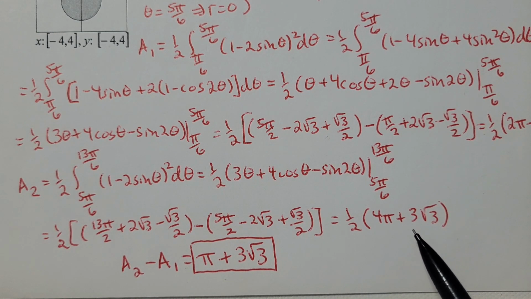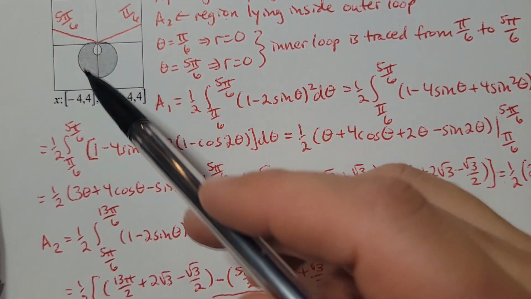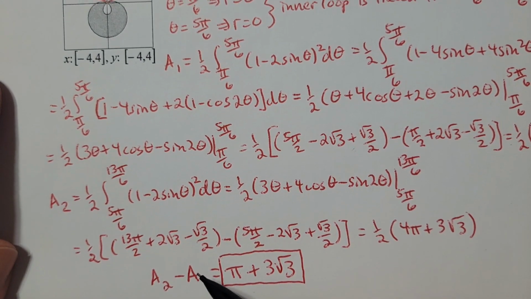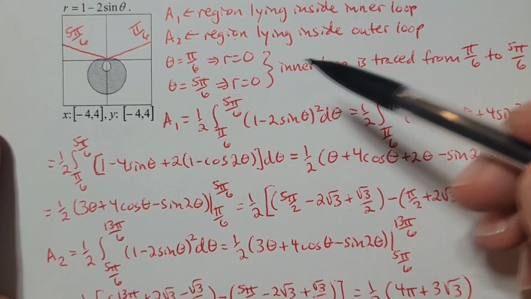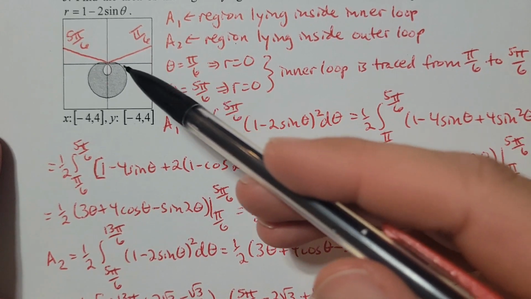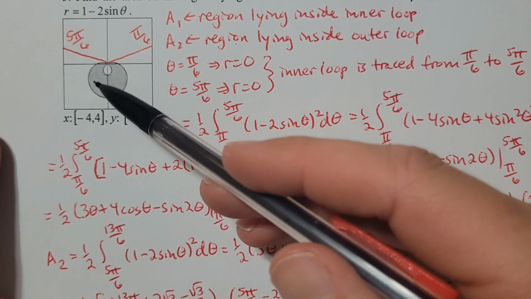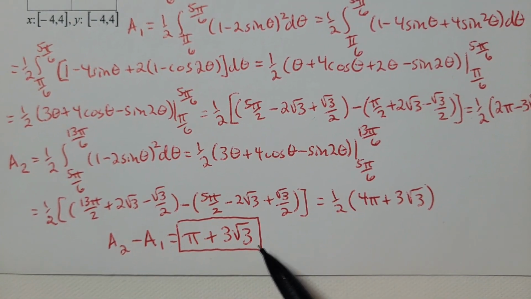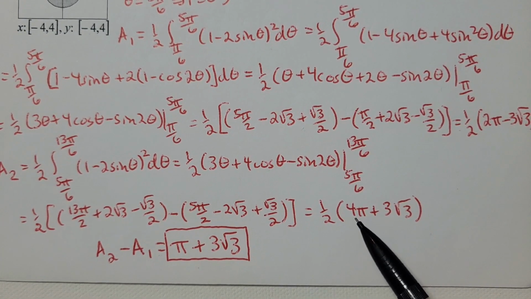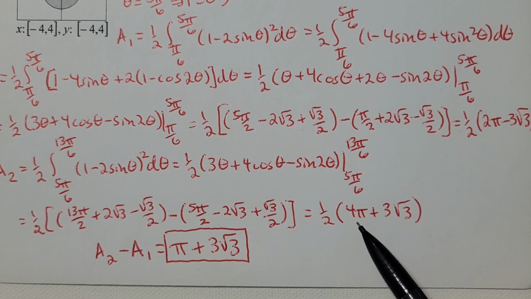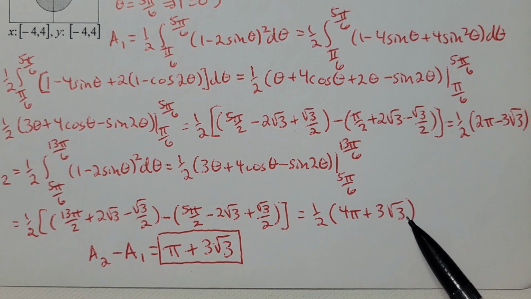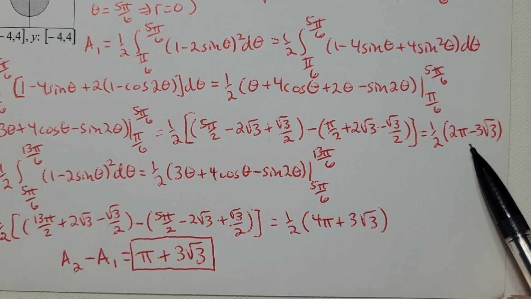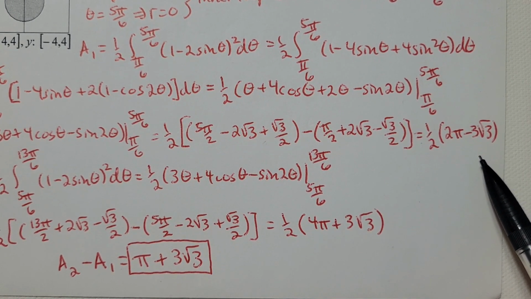Okay? So then to get the total area of the shaded region here, I need to take a sub 2 and then subtract a sub 1, right? And by removing that unwanted space there, I'll have what's left over, which is what you see shaded in this picture. So a sub 2 is 1/2 times 4 pi plus 3 root 3. And then I'm subtracting 1/2 times 2 pi minus 3 root 3.